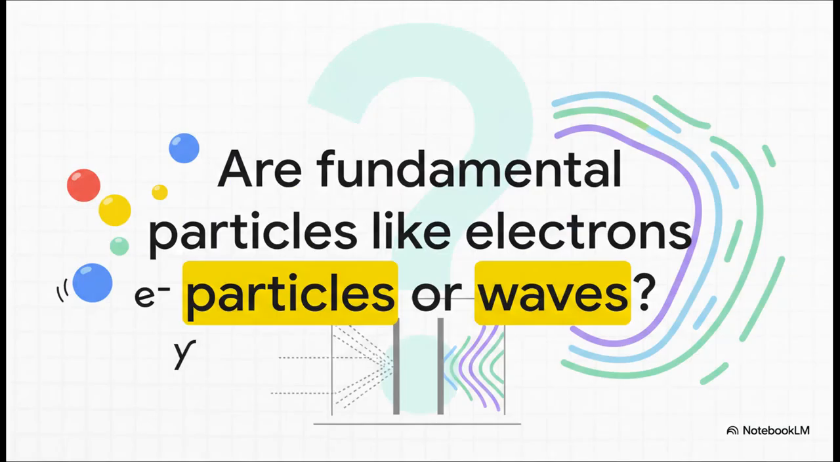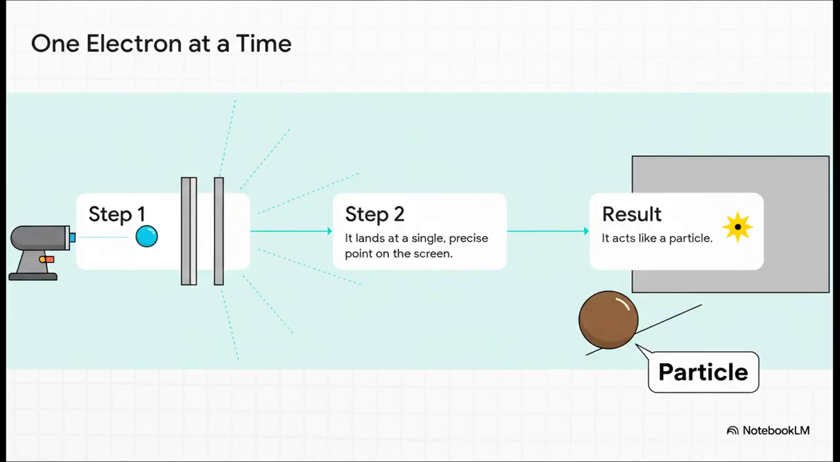So this gets to the heart of it. What is an electron really? Is it a tiny little marble behaving like a particle? Or is it more like a ripple, behaving like a wave? This experiment is designed to force it to show its true colors. Okay, so let's get clever.